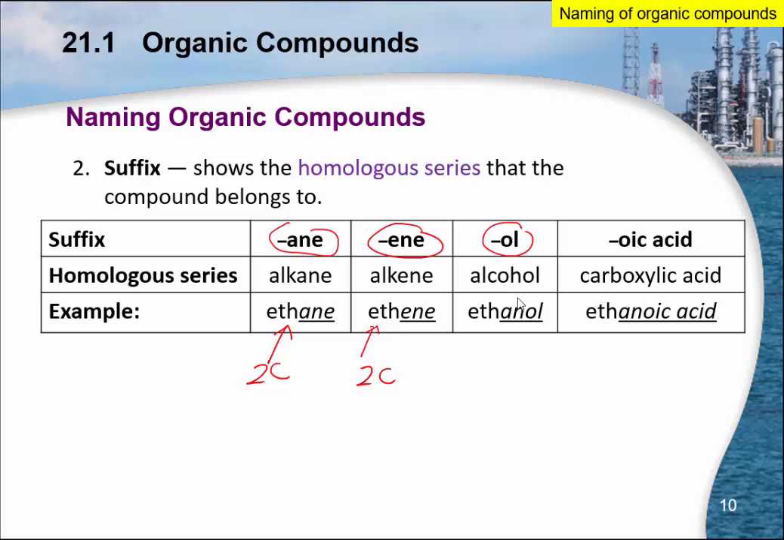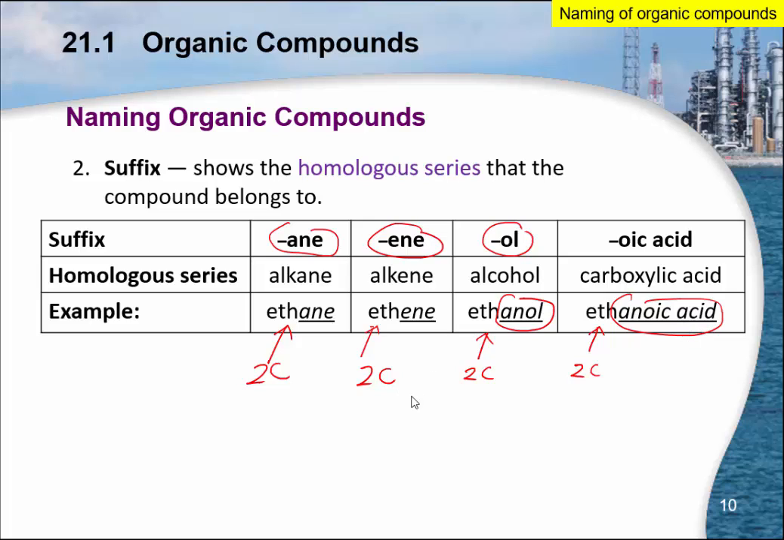The alcohol family ends with -anol. Take note, it's not just -ol but -anol. So two carbon means ethanol. And the carboxylic acid family ends with -anoic acid. So with the prefix for two carbon, it means ethanoic acid.